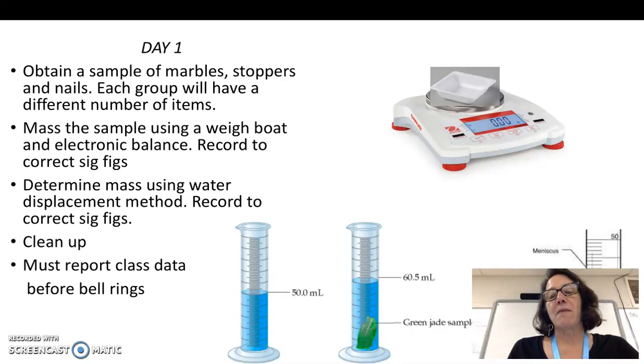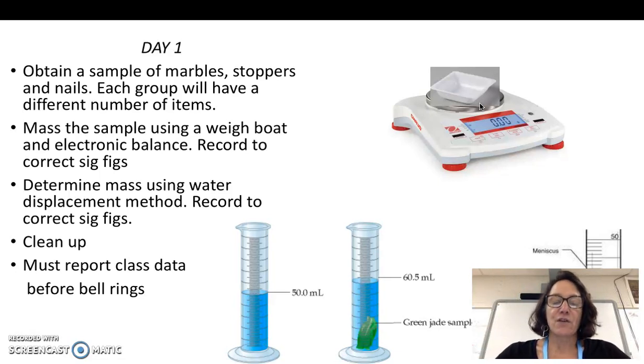Remember to use a little weigh boat from your lab drawer. Place it on the electronic balance. There will be a 0 or tare button that will subtract the weight of that weigh boat. Then you can add all of the samples. So if I have 5 marbles, I'm going to get the mass of all 5 marbles, recording it to the correct number of sig figs.